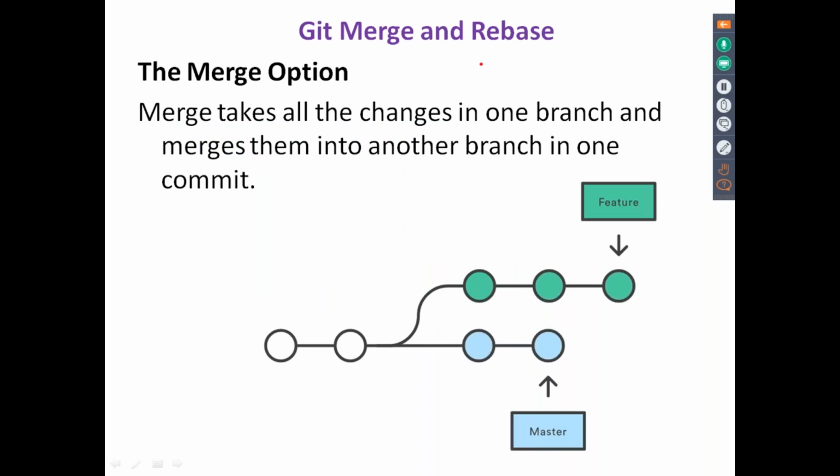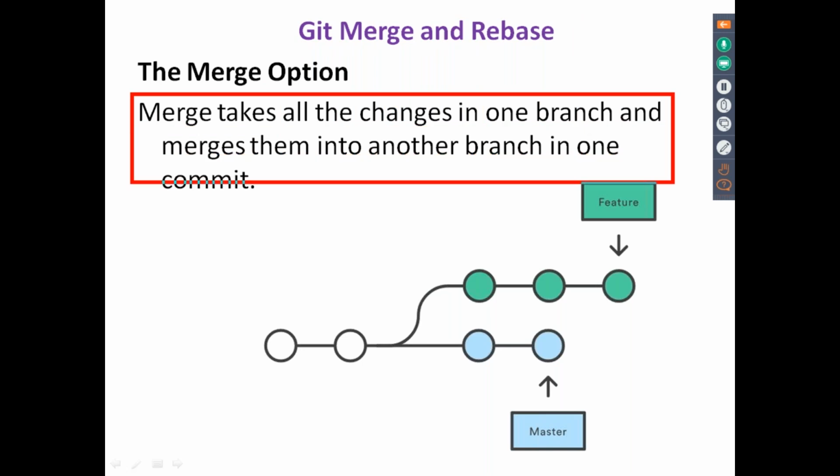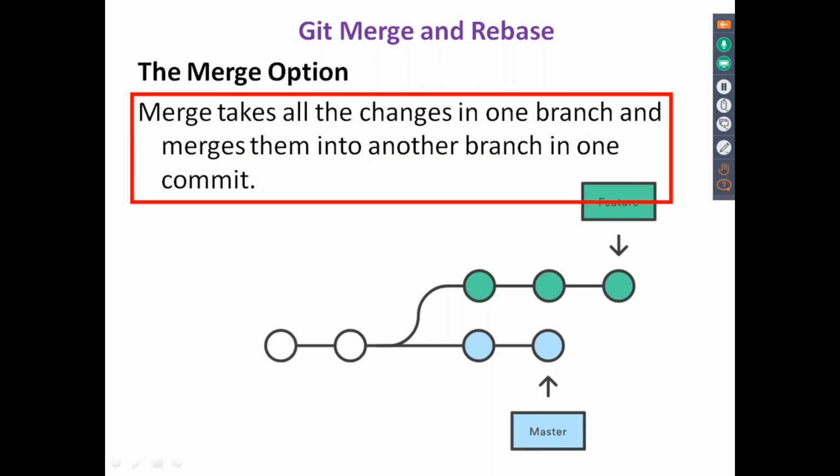So now we can see how git rebase will work. Actually, one important question: how do you differentiate git merge and git rebase? See here. Merge takes all changes in one branch and merges them into another branch in one commit. That is what merge will do.